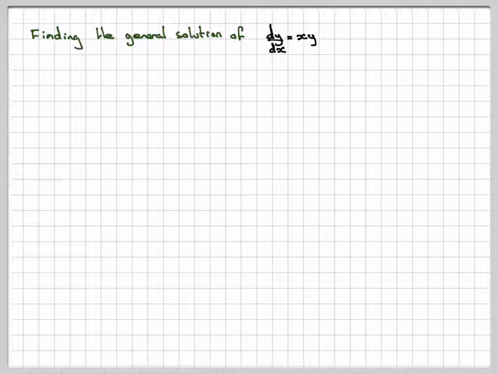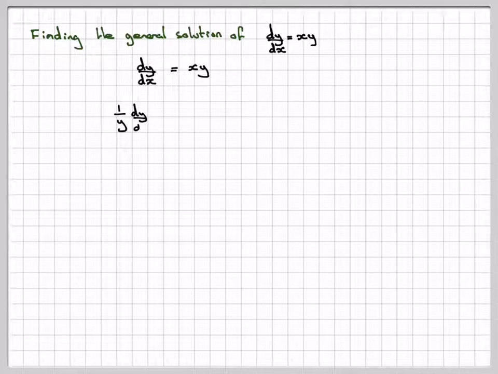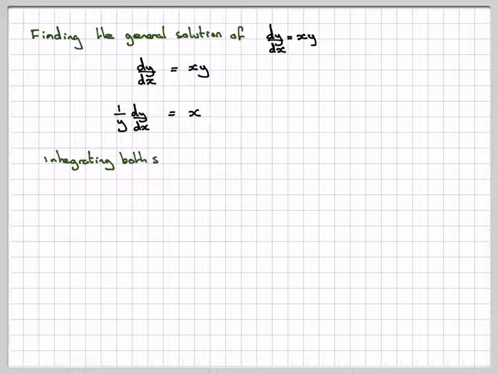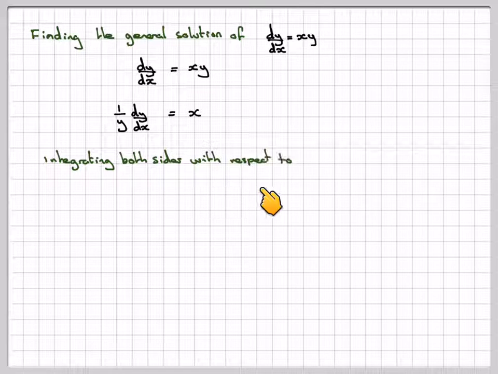Finding the general solution of dy by dx is equal to x times y. We've got a function of x, a function of y. What we need to do is take the y part over to this side of the equation. By doing that, this now becomes 1 over y dy by dx is equal to x. Now we integrate both sides with respect to x.